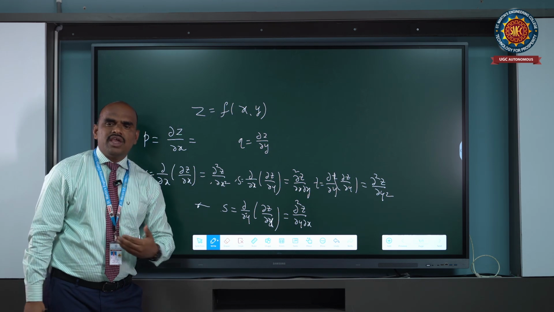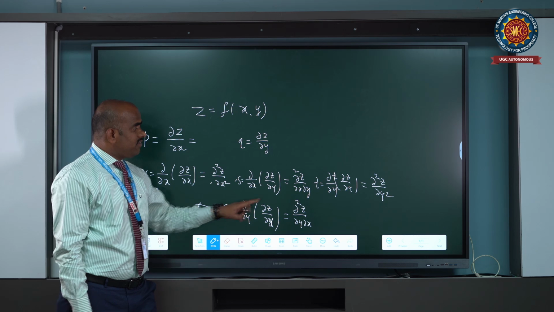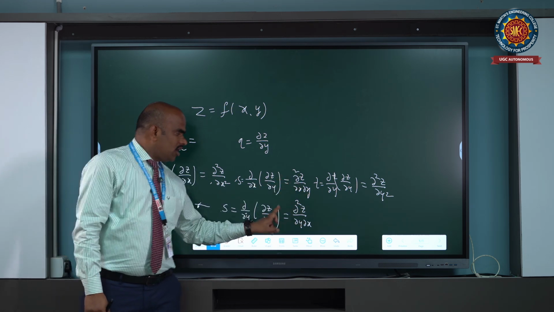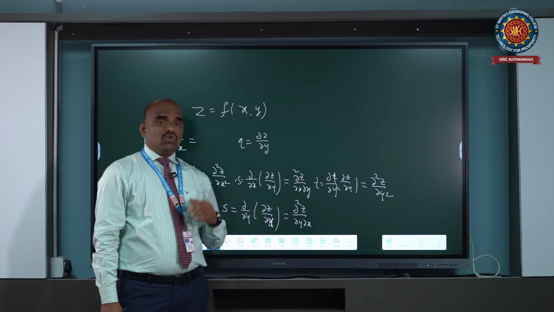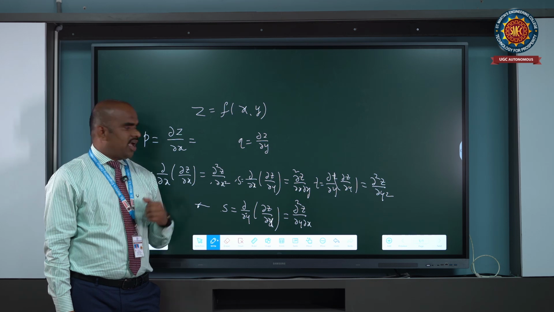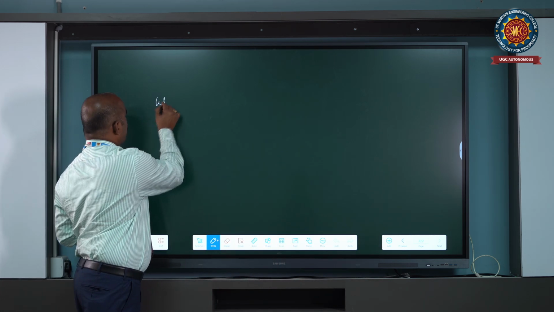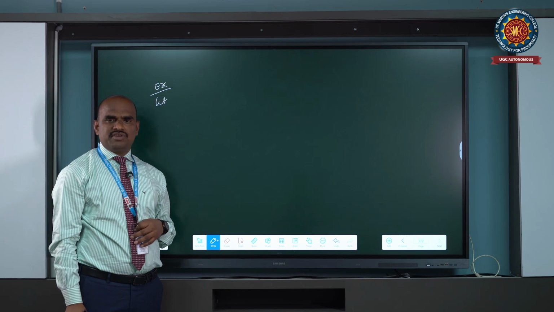When we evaluate the partial differentiation of any function of two variables in any order, dou square z by dou x dou y or dou square z by dou y dou x, we get the same answer. To understand these concepts, I will consider one example of partial differentiation.